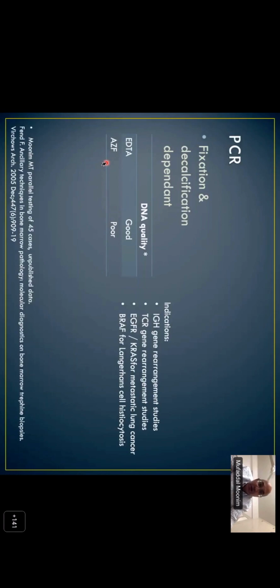PCR, again, is fixation and decalcification dependent. You can see that with EDTA, DNA quality is good. With AZF, it's really, really poor. And the usual tests that you might be asked or you might want to do on bone marrow biopsies are IgH and T-cell receptor gene studies, or sometimes EGFR or NGS for metastatic lung cancer, or rarely BRAF for Langerhans cell histiocytosis.